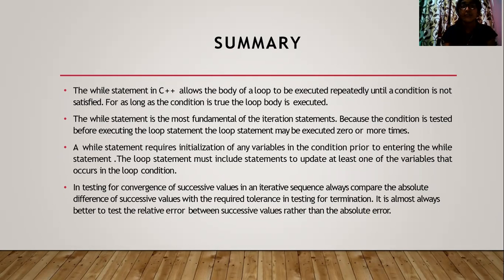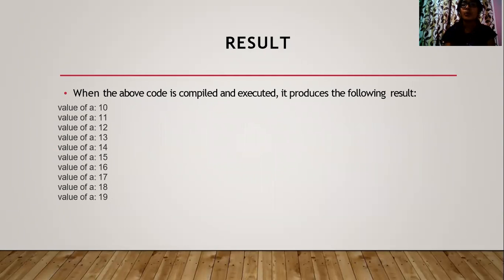In testing for convergence of successive values in an iterative sequence, always compare the absolute difference of successive values with the required tolerance in testing for termination. It is almost always better to test the relative error between successive values rather than absolute values. When the above code is compiled and executed, it produces the following results.